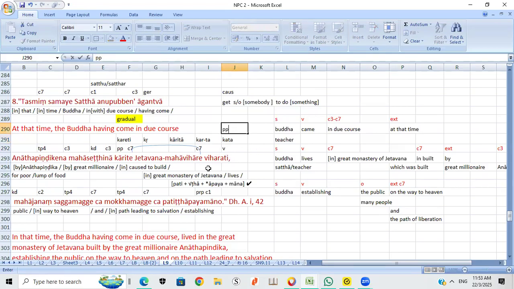This is a PPP. However, this is not a PPP. This is a kind of causative plus PPP. So you very seldom come across a causative plus a PPP, because both of them are in the same case.